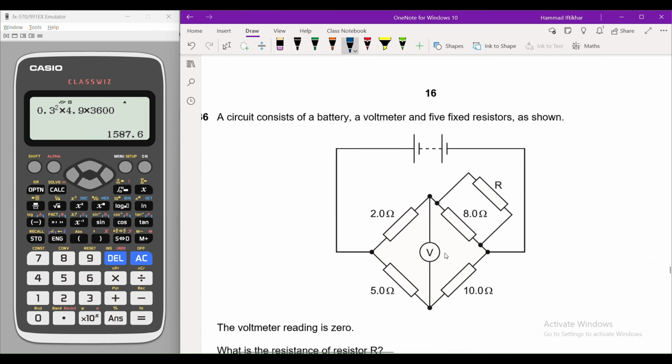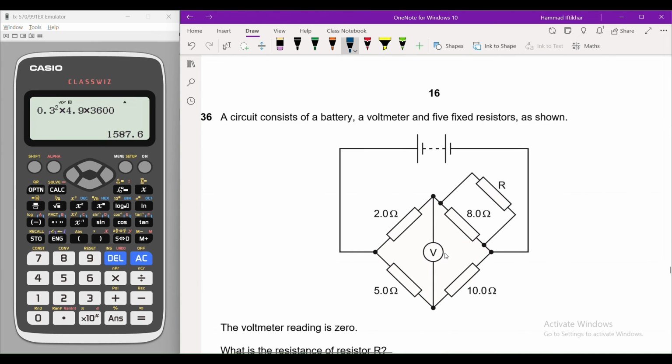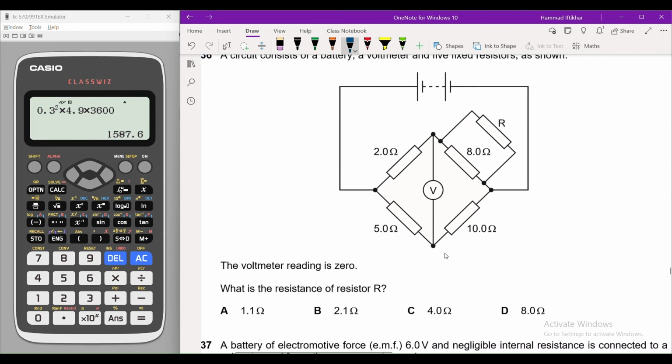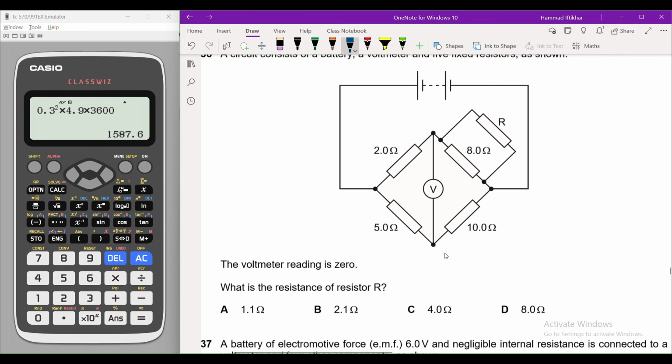Okay. A circuit consists of a battery, voltmeter, and 5 fixed resistors as shown. The voltmeter reading is 0. What is the resistance of resistor R? Okay, so if the potential difference across this is 0, that means the potential difference across this is equal to the potential difference across this, or vice versa. Potential difference across this is equal to the potential difference across this combination.